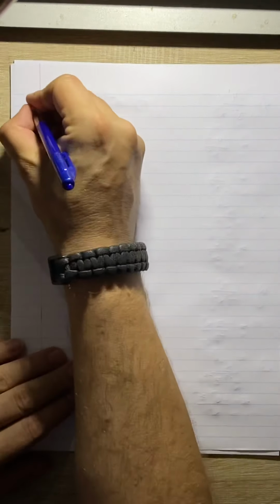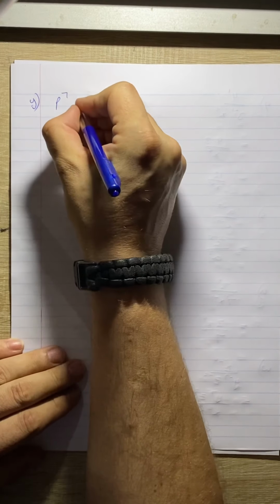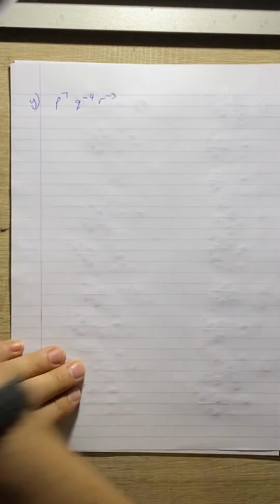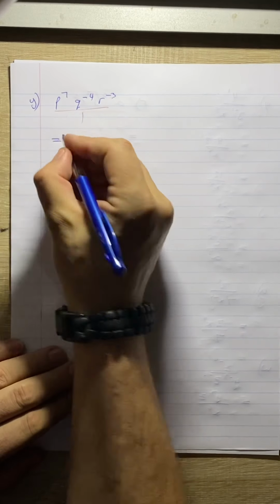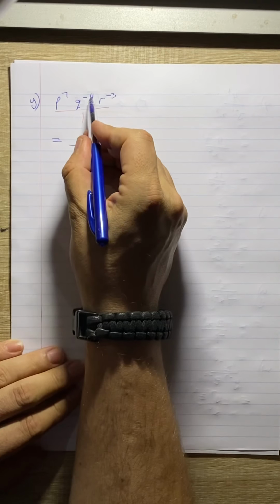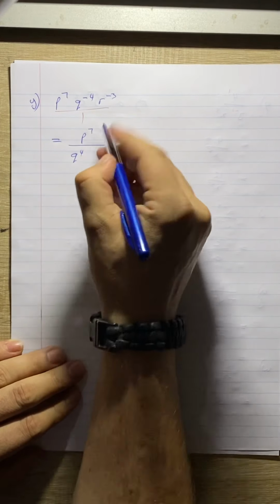Okay, question y. P to the 7, Q to the minus 4, R to the minus 3. Remember that this is over an invisible 1. The P wants to stay where it is. It's a positive exponent. This one wants to be at the bottom. This one wants to be at the bottom.